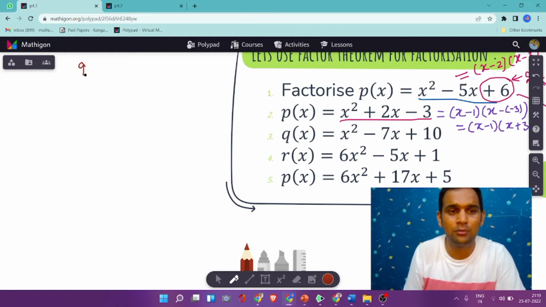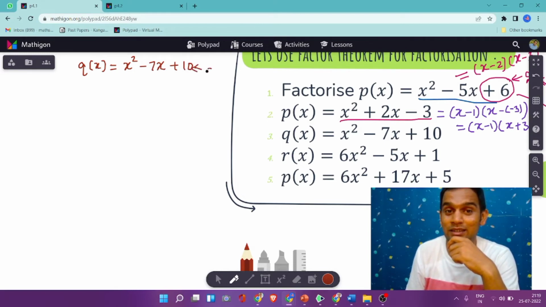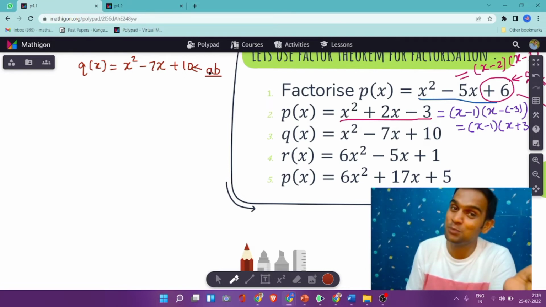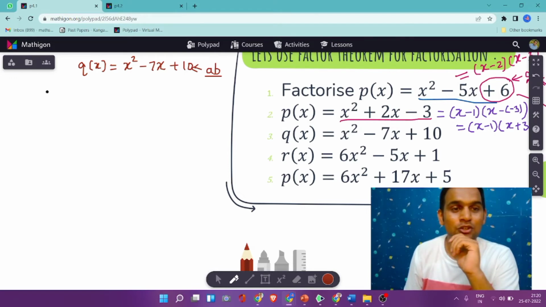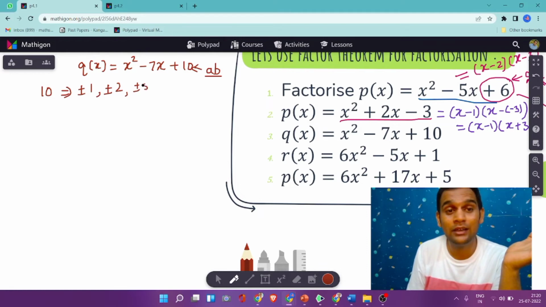Now we have the polynomial q of x equals x square minus 7x plus 10. Now we have plus 10 over here. Now this plus 10 is nothing but a times b. That means if a is positive, b will also be positive. If a is negative, b will also be negative. So plus 10, what are the factors of plus 10? Plus and minus 1, plus and minus 2, plus and minus 5, and then plus and minus 10, right?